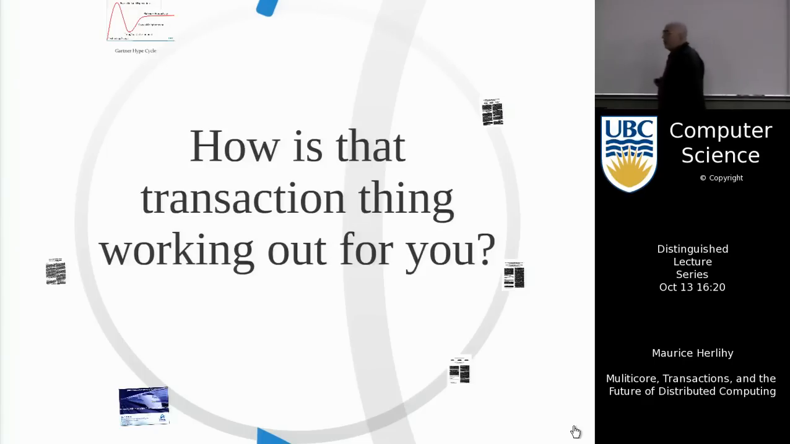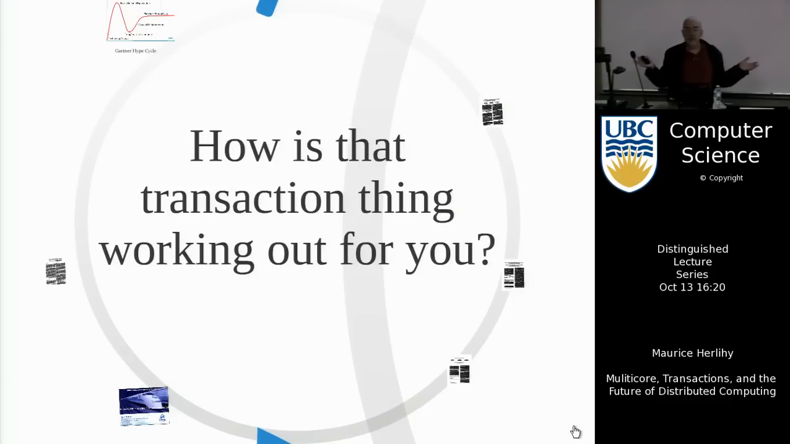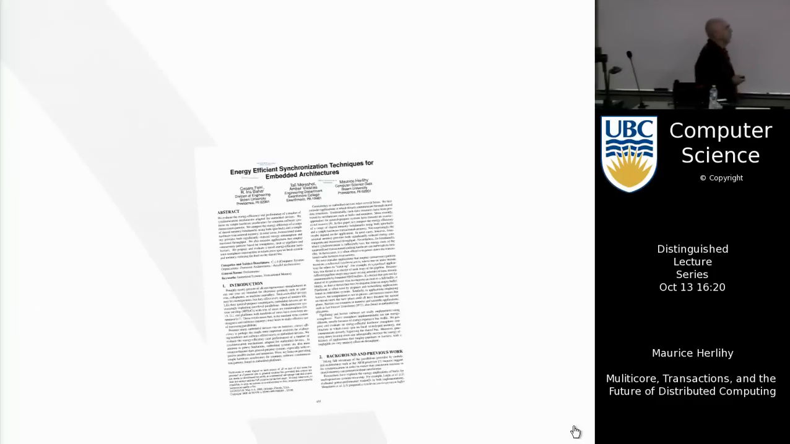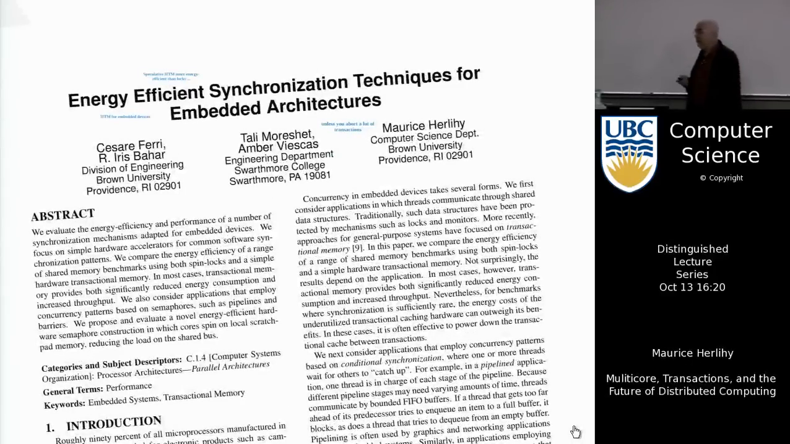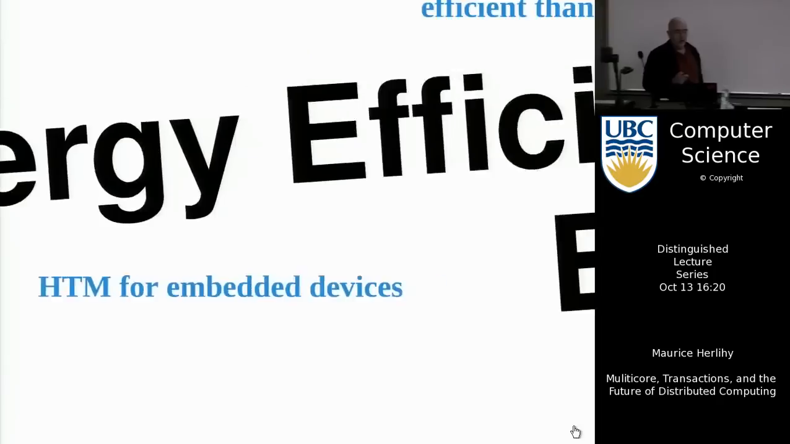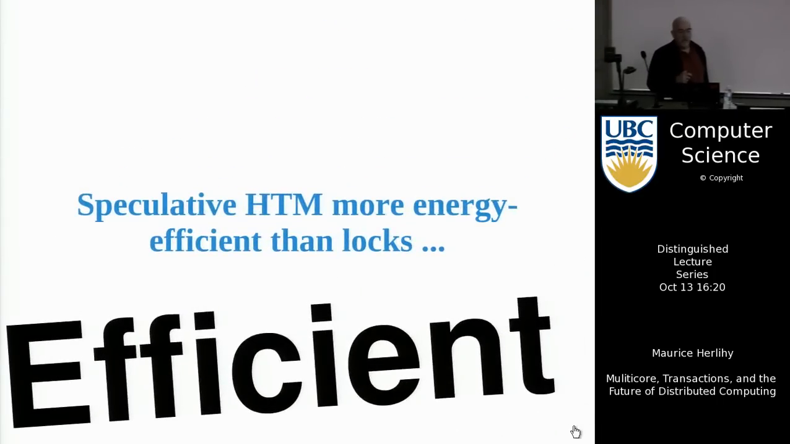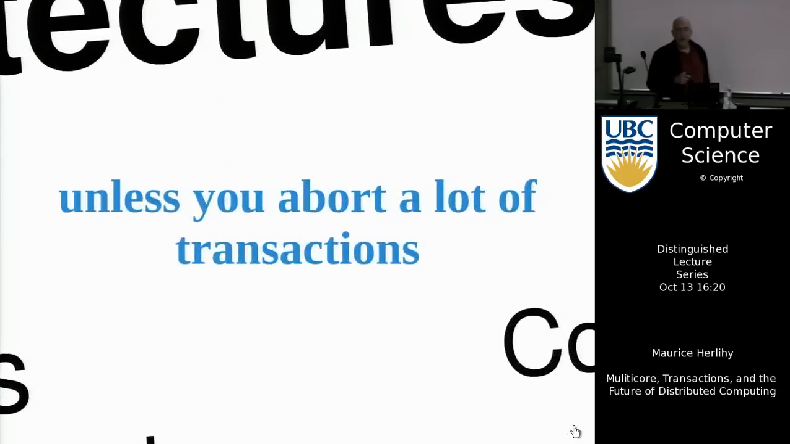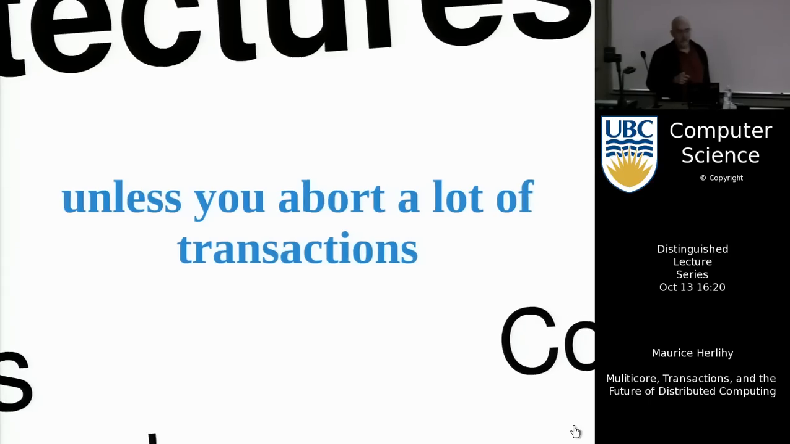Okay, so I'm going to do a brief survey. I promised you the sun, the moon, and the stars, and you can say, well, okay, but has anybody done any studies showing that this actually works? And the answer is sort of. In this paper right here, we looked at hardware transactional memory for embedded devices. What we found was that mostly hardware transactional memory is more energy efficient because you can do everything in your L1 cache. You don't need to go all the way to memory unless you need to roll back a lot of transactions, which is energy inefficient. But it's hard to do that.